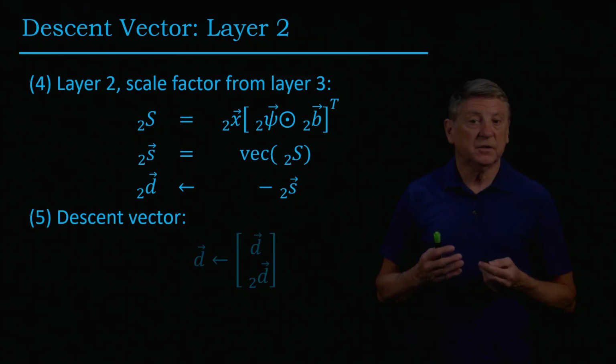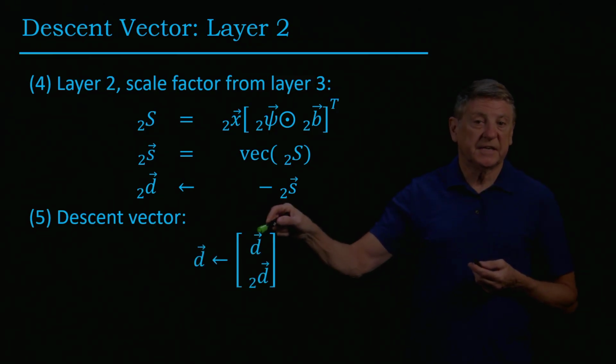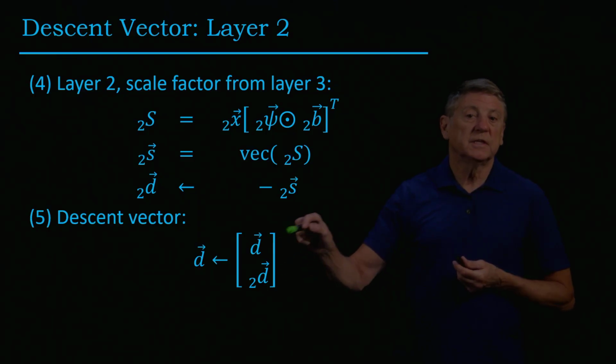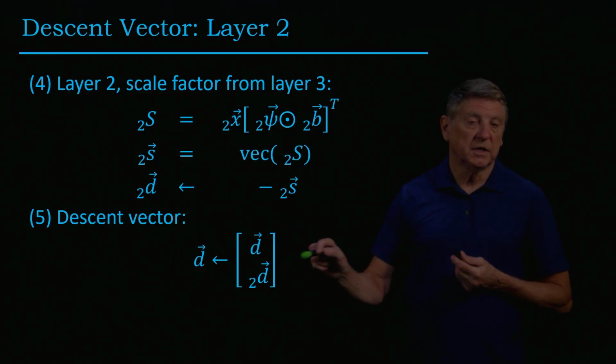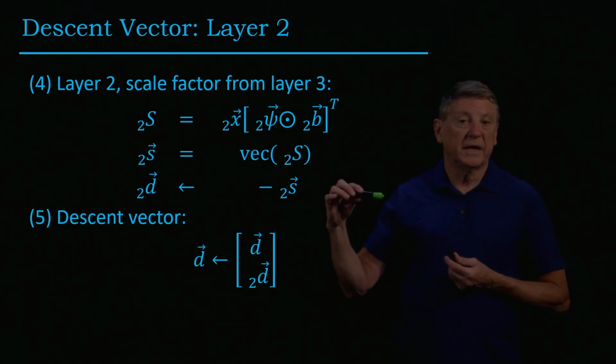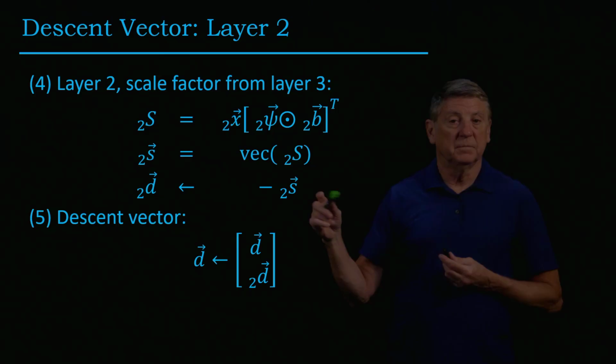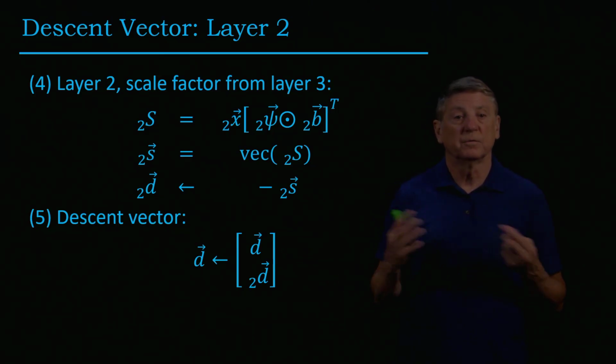The descent vector we then set to be the descent vector from the previous term, and we augment it. So you can see that this is a recursion, and if we had more and more layers, we would just keep tacking on to the end of it the descent vector for that new layer.